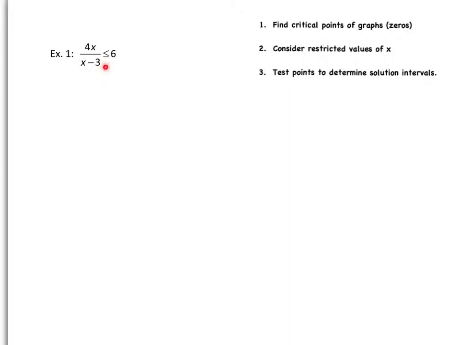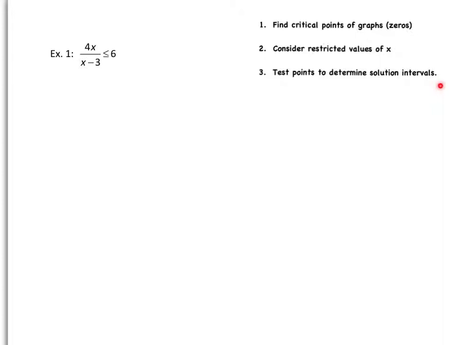So here on the right, I do have steps for us to take. We're going to find the critical points of our graph, which will occur at the zeros. We will also consider restricted values of x that do not appear in the domain. And we will test points to determine solution intervals. So let's begin with our first step, which is to find the critical points or the zeros of the graph.